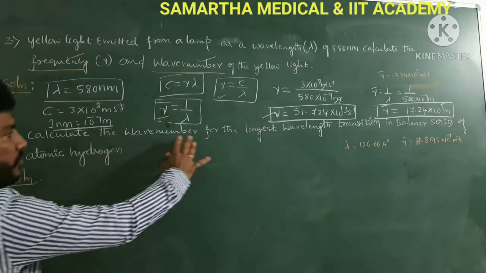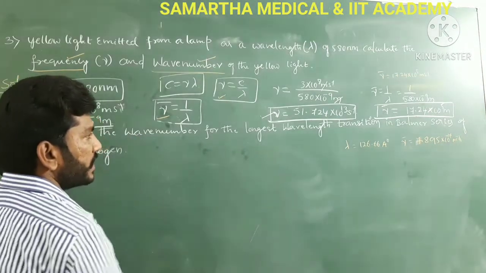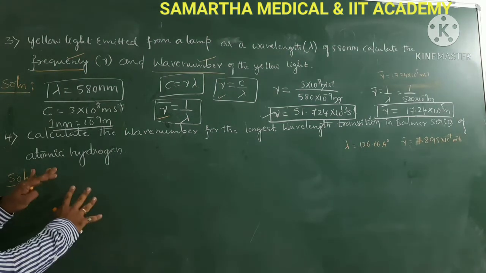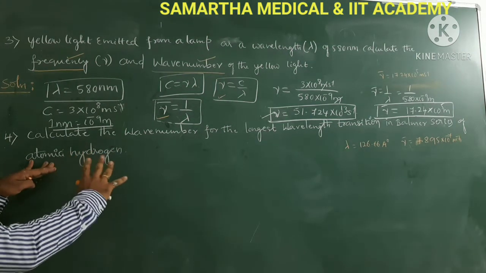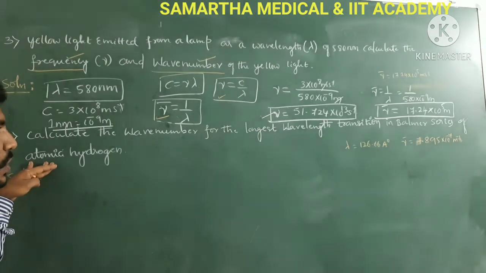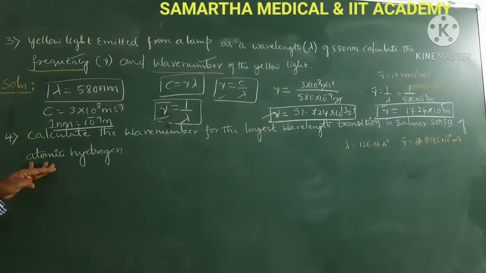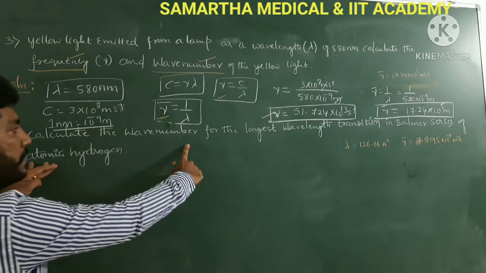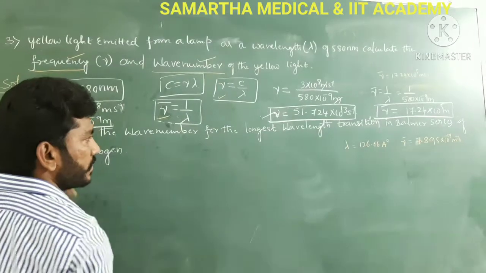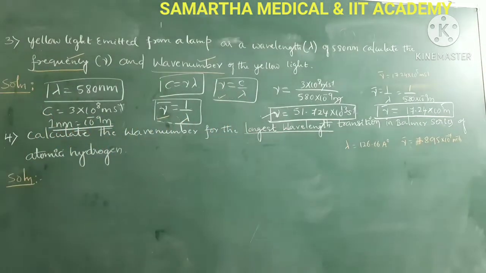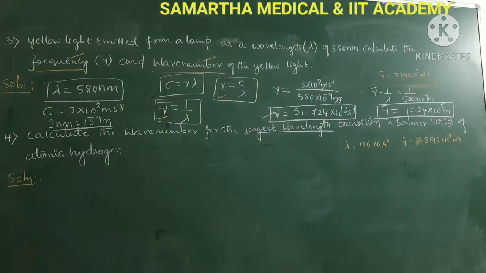Calculate the wave number for the longest wavelength transition in Balmer series of atomic hydrogen. Guys, you have to read the questions a number of times, then only will you get an idea of how to solve the question. So right now we are going to calculate the wave number for the longest wavelength transition in Balmer series of atomic hydrogen.